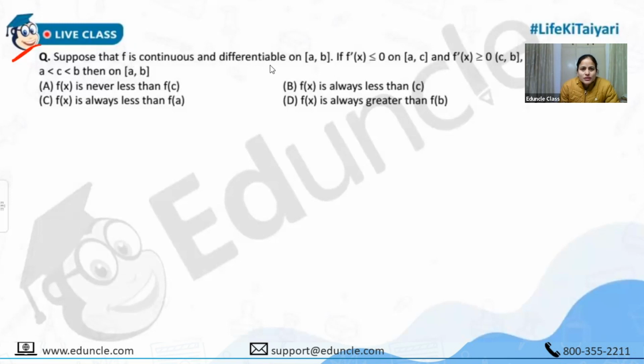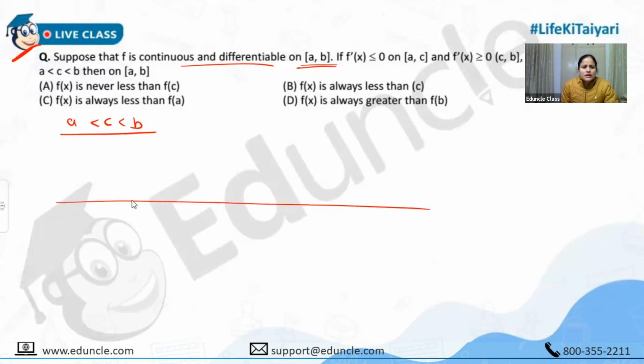f of x is a continuous and differentiable function on this arbitrary interval. And I am considering a point C between A and B. Say it is your number line. Here you have A and here you have B, and somewhere here you have C. The given thing is first derivative is less than or equal to 0 in this interval. So in this interval, first derivative is negative or 0.